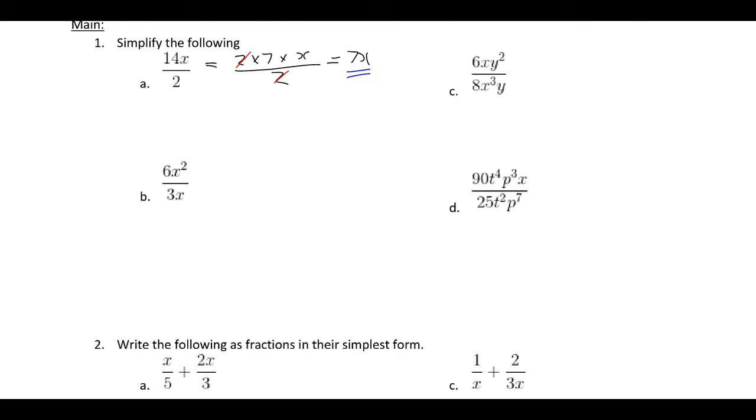So, for this one, I can see the top and bottom I've got a factor of 3 and x. So I could divide x top and bottom, get rid of that squared, divide 3 of that top and bottom, get rid of 2. But in case you want to see it again, that's 2 times 3 times x times x. That's all over 3 times x. So 3 cancels, x cancels, and that equals 2x.